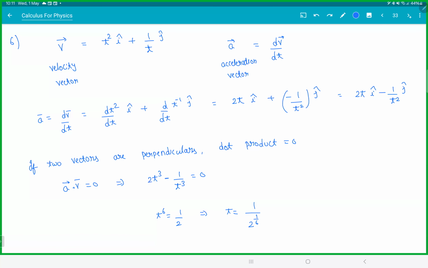Any doubts on this? Clear how we can combine vectors with differentiation? Clear with this? Any doubts on this page, please ask me.